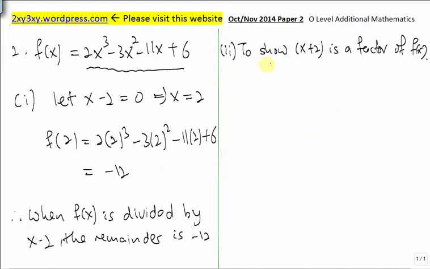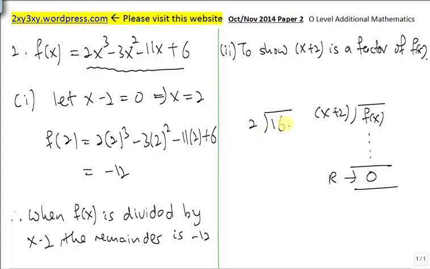In part 2 of the question, we are supposed to show that x plus 2 is a factor of f(x). That means if we take f(x) divided by x plus 2, and x plus 2 is a factor of f(x), then the remainder must be 0. This is the same as saying 2 is a factor of 16. If we take 16 divided by 2, we know that the remainder is 0. So we can conclude that 2 is a factor of 16.